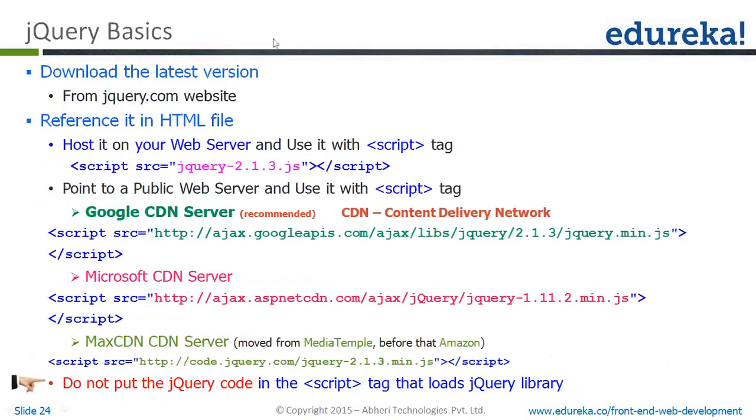There are different ways you can include jQuery. You can download it from the jQuery website and include it, serving it from your web server. Or there are different CDN servers like Google's, Microsoft's, and Mac CDNs. You can point to the minified versions of those jQuery libraries.